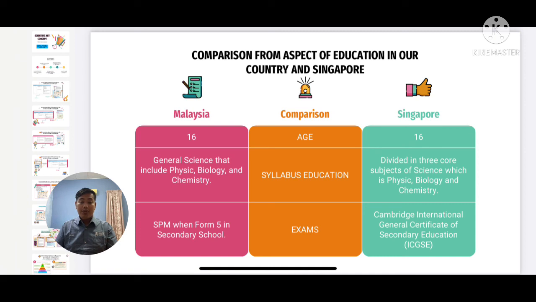Besides that, the difference is about the examination that has been taken. In Malaysia, students need to sit for the SPM examination when they reach Form 5 in secondary school. Meanwhile, in Singapore, students need to take the Cambridge International General Certificate of Secondary Education, or called ICGSE.